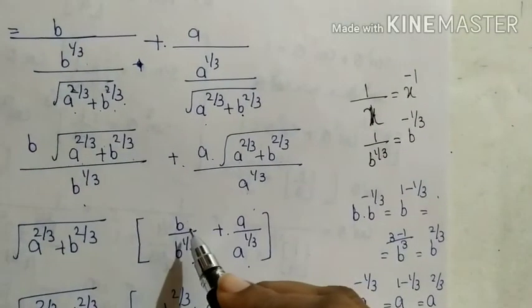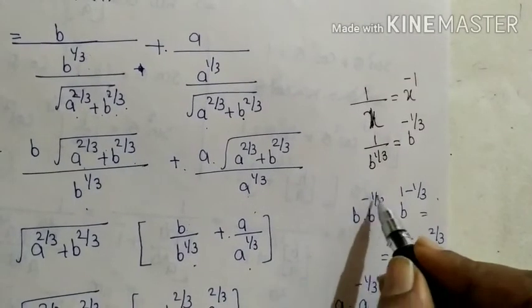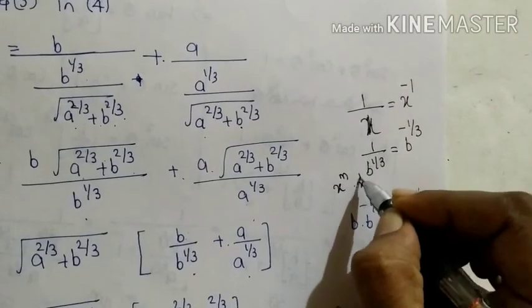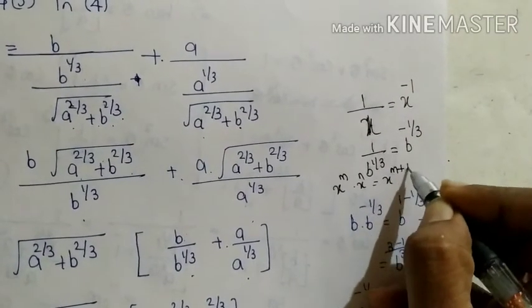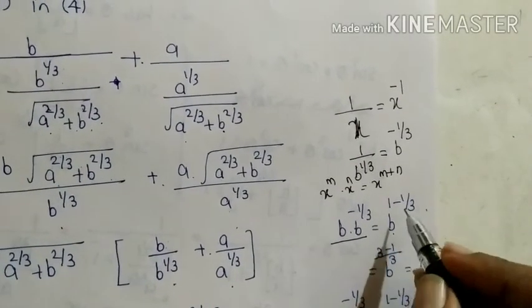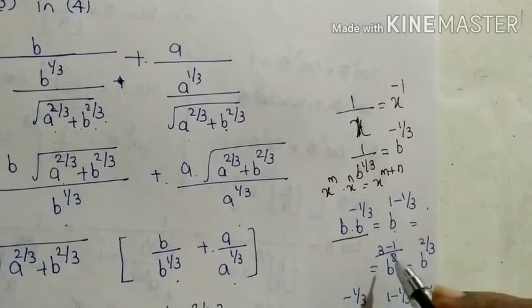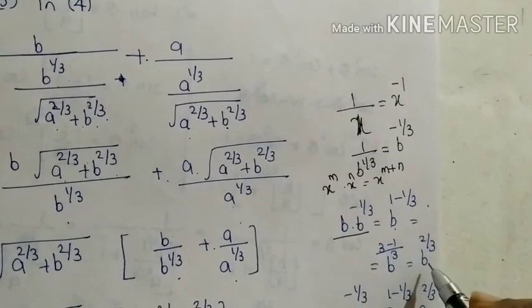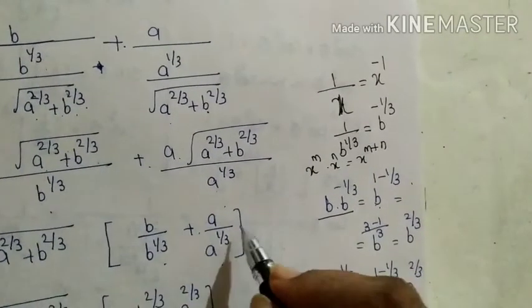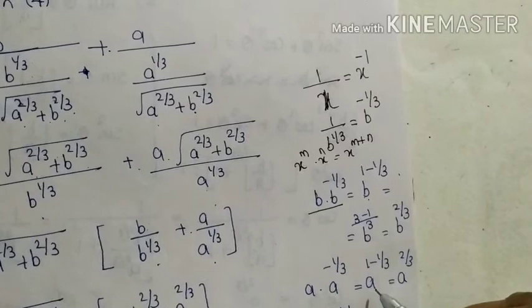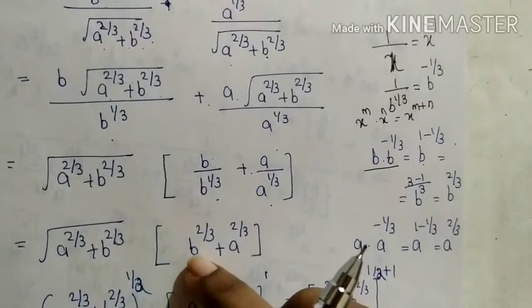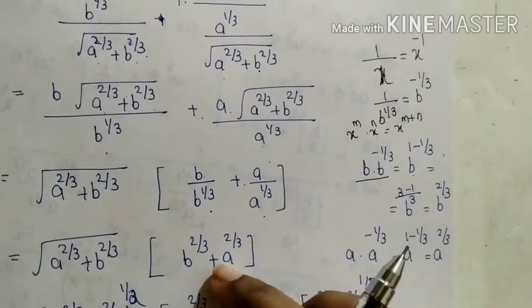So here it will become b into b raised to minus 1 by 3. And by using the law of exponent, x raised to m into x raised to n equal to x raised to m plus n, it will become b raised to 1 minus 1 by 3. So after cross multiplying, we get b raised to 3 minus 1 by 3, and it will be equal to b raised to 2 by 3. And similarly, a divided by a raised to 1 by 3 can also be written as a raised to 2 by 3. So replacing these values, we get b raised to 2 by 3 plus a raised to 2 by 3.